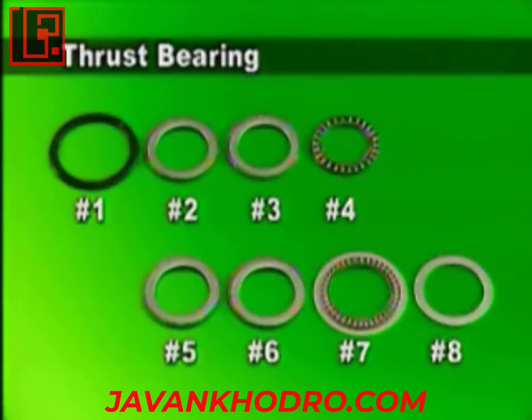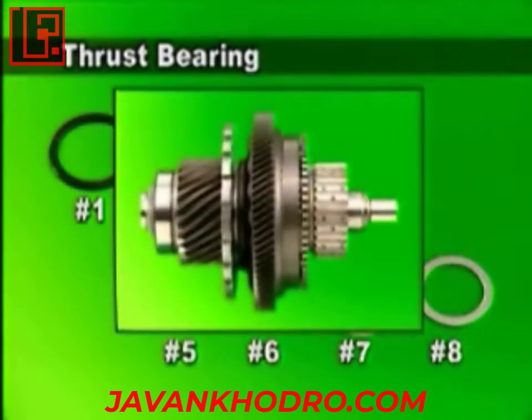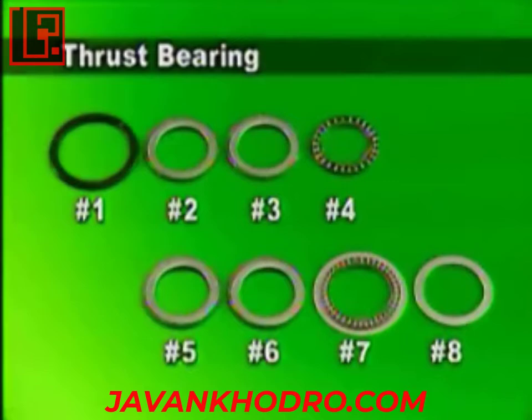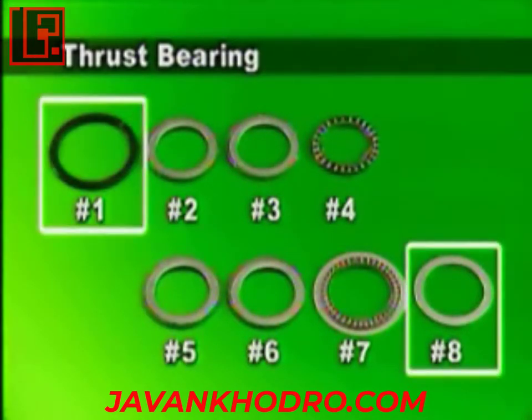4-speed automatic transaxle has 8 thrust bearings in all. And for 5-speed automatic transaxle, 4 thrust bearings are additionally installed at the sub-transaxle. Namely, 12 bearings are installed in all. To adjust the end play of clutch or parts, only number 1 and number 8 can be selected and changed. None can be changed except those two.